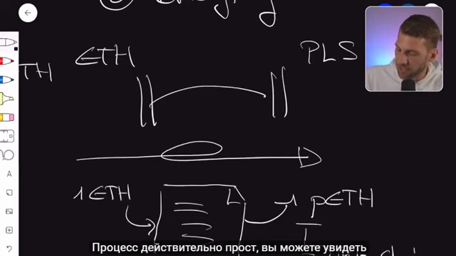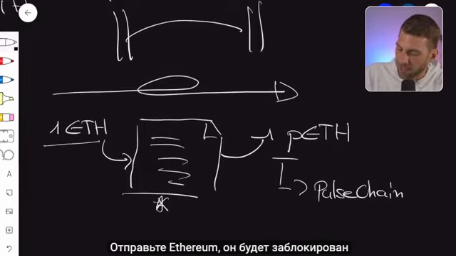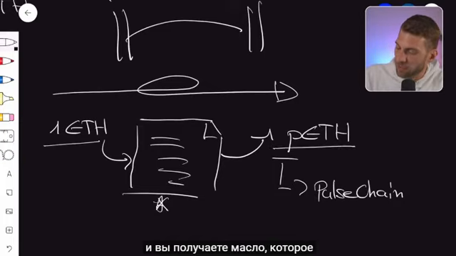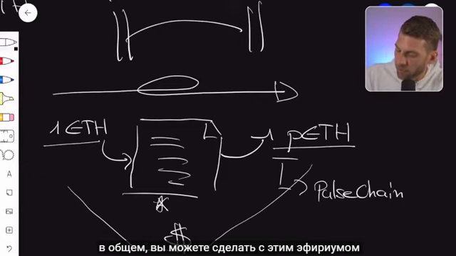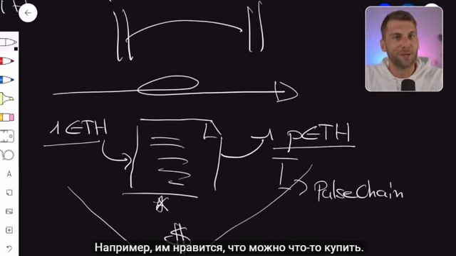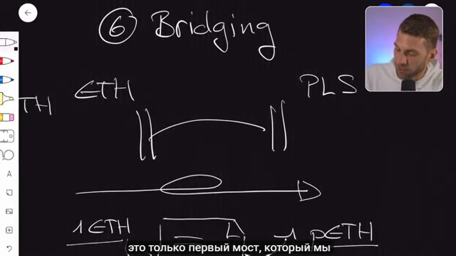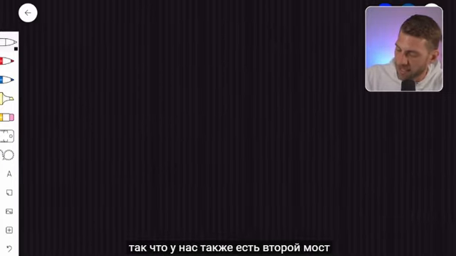So this process is really easy. You can see this is the same as we saw it on the Matic network. You send one Ethereum, it will get locked into the bridge contract, and you will get some P Ethereum which will have the same, or at least it should have the same, dollar value overall. With this P Ethereum you can do whatever you want on the Pulse chain network. You will be able to buy whatever token you like. For example, you can buy some P HEX and stake it for 555. So this is just the first bridge which we're showing if you want to go from Ethereum to the Pulse chain network. So we also have the second bridge.